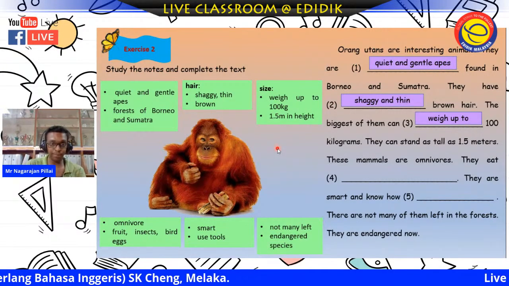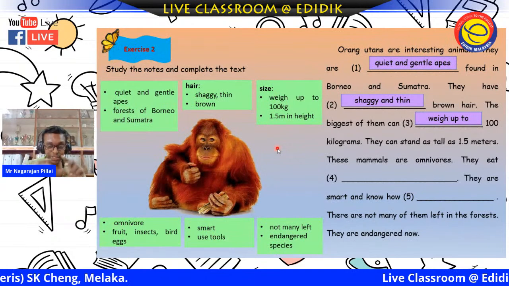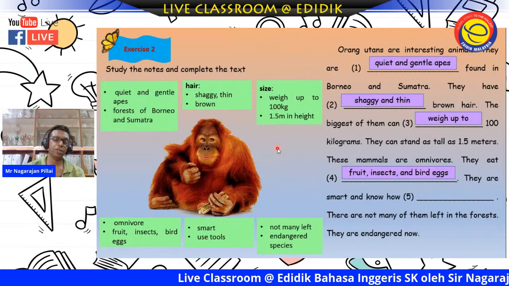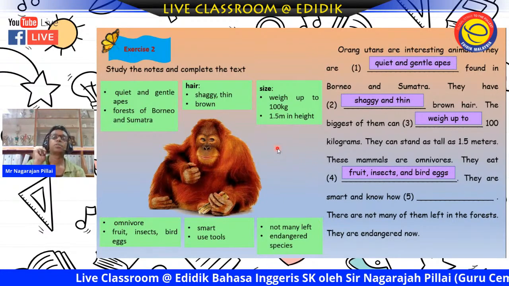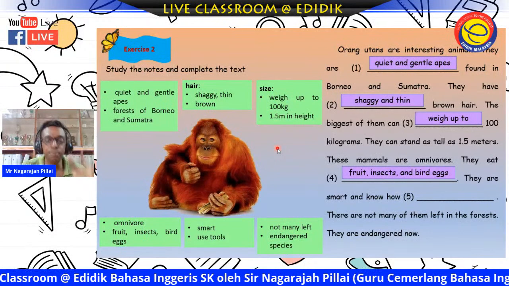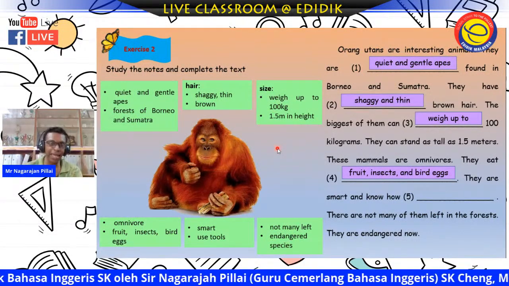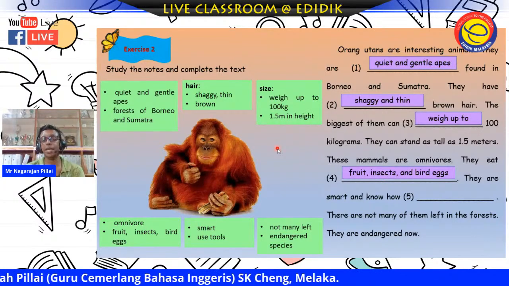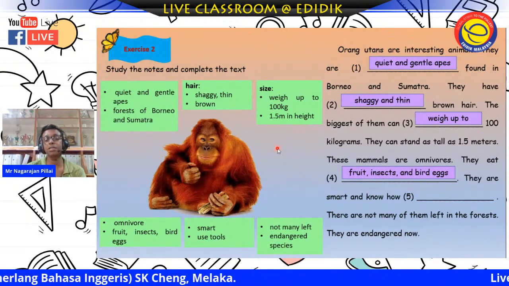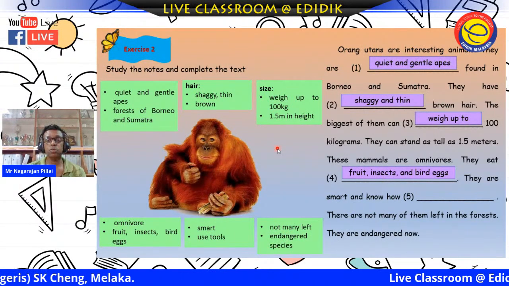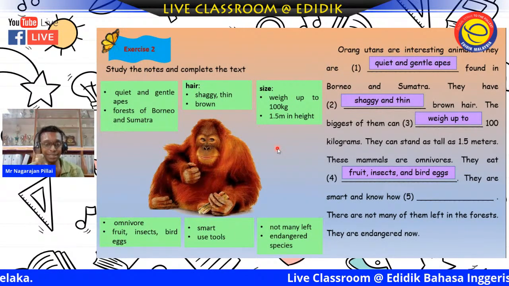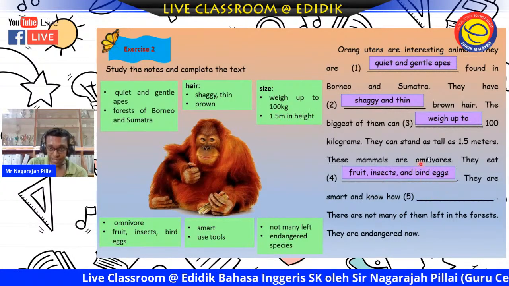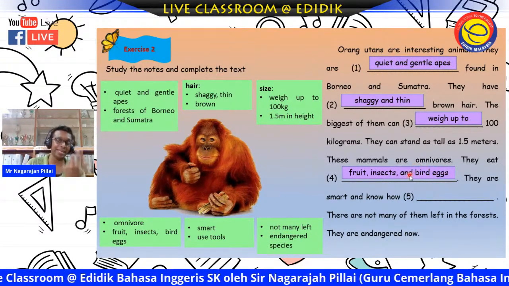It's wrong. Remember the famous conjunction, the bridge. So you write like this: fruit, comma, insects, comma, and bird eggs. Don't forget your punctuation, the commas, the full stops. And also you might sometimes need to write in capital letters. So before the last idea, our last idea here is bird eggs, you need to add the conjunction and.